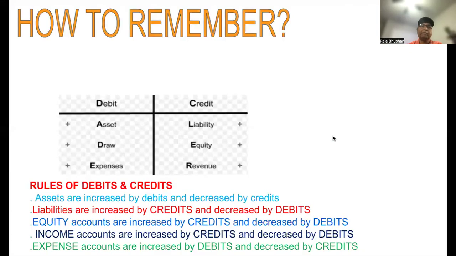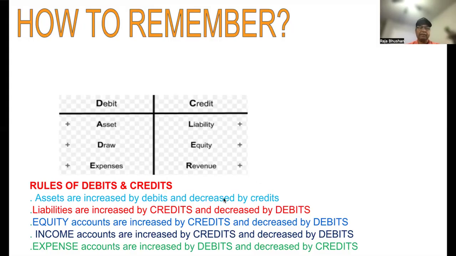Now, how do I remember what to debit and what to credit? You can see the rules of debits and credits. Assets are increased by debits and decreased by credits. So when you buy a car, the car is debited because it's an asset. When you sell, the car is credited. And what do you get when you sell a car? You get cash. So cash will be debited because it is an asset, right?